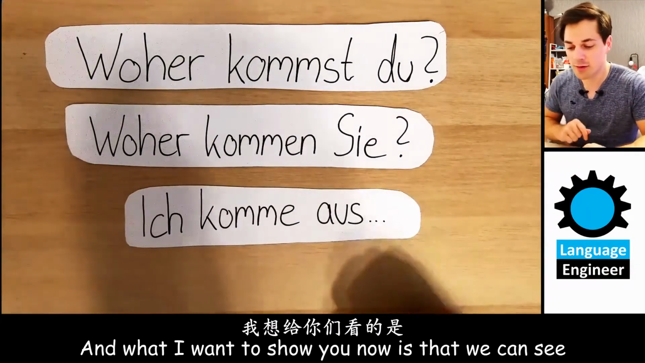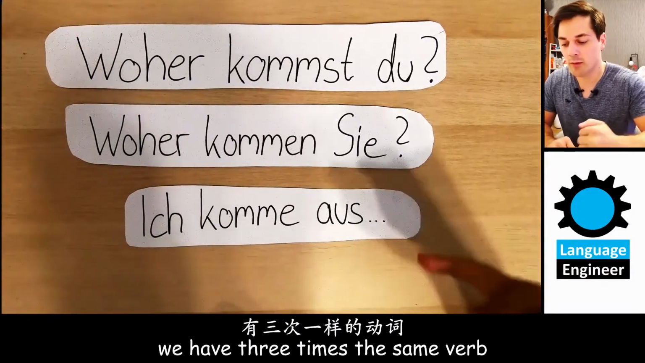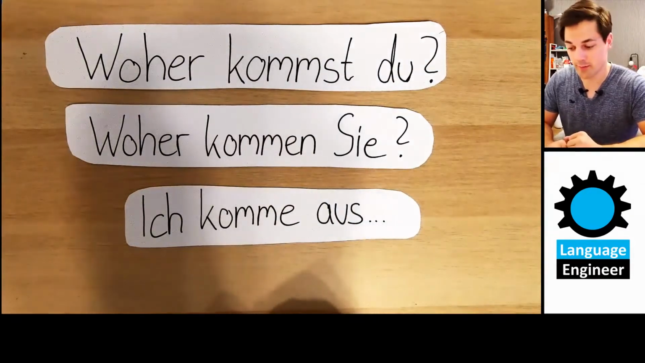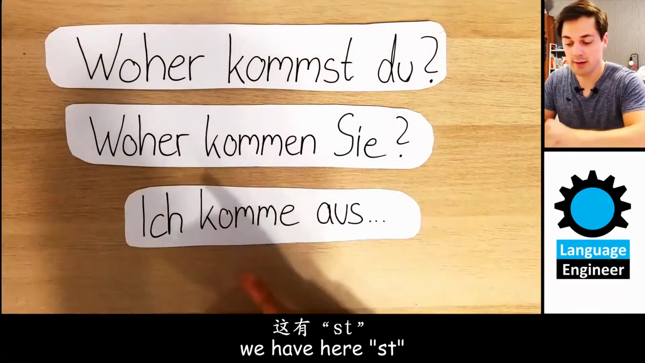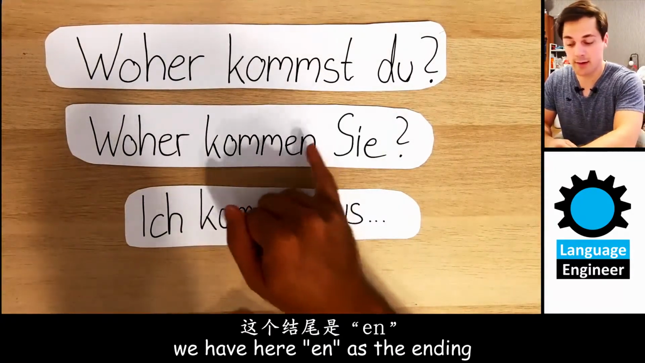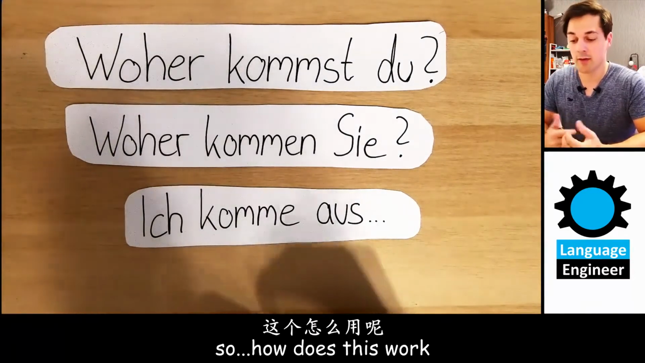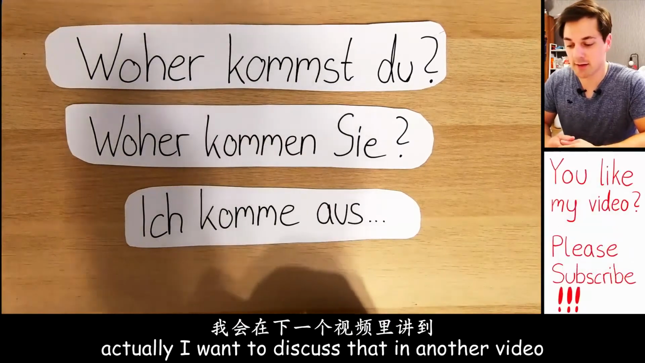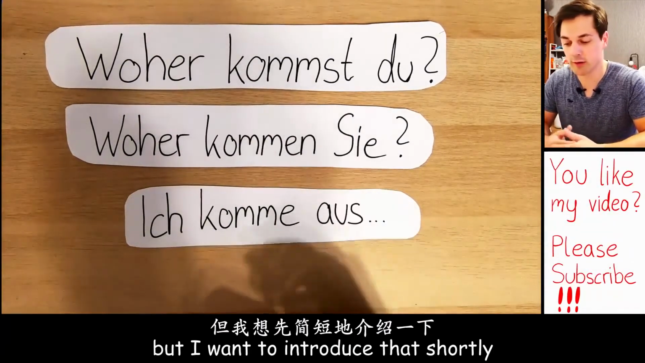And what I want to show you now is that we can see we have 3 times the same verb, but there is a small difference. We have here st, we have here en as the ending, and we have here an e. So how does this work? Actually, I want to discuss this in another video, but I want to introduce that shortly.